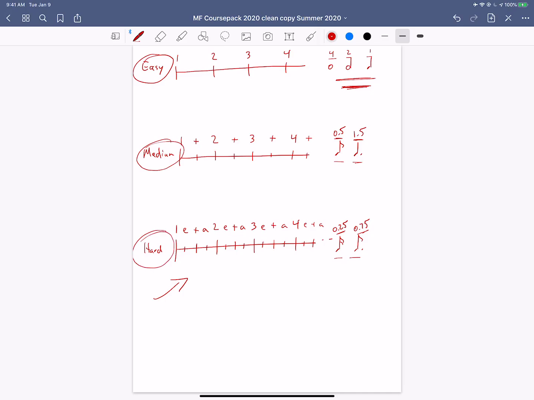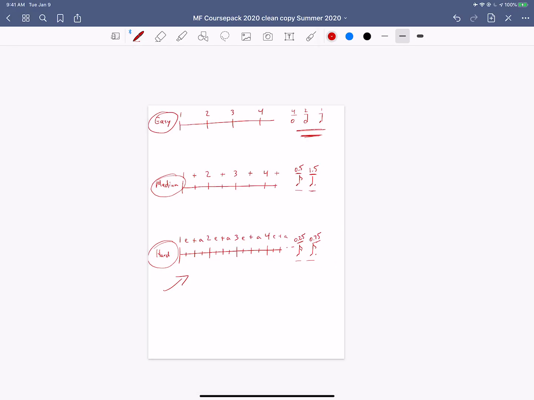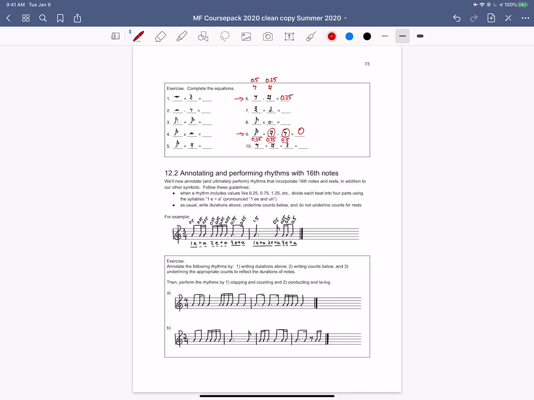And what I recommend is stick with one counting system for an entire example or an entire piece. That way it's easier to remain steady. So in the next video, we'll show you how to annotate all of these rhythms given that new counting system.